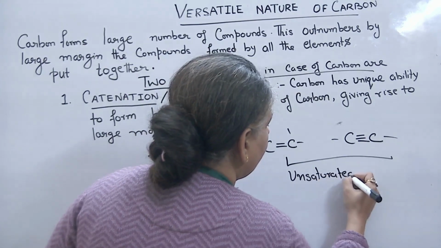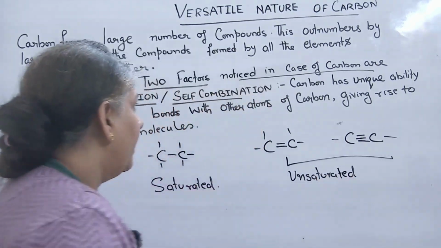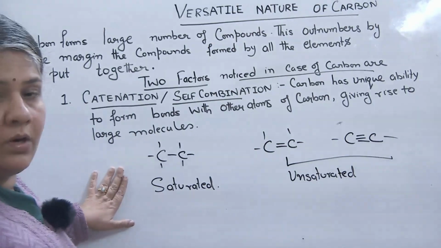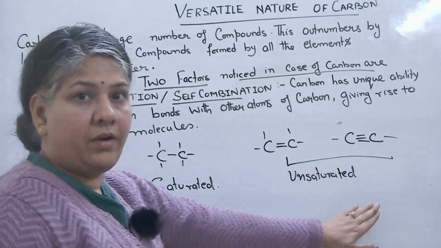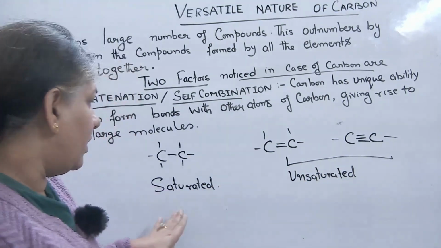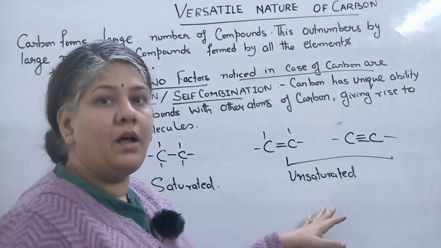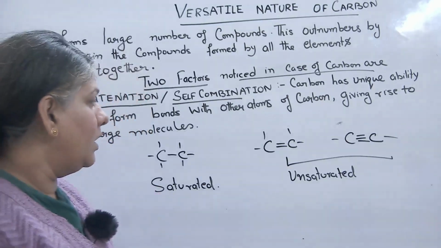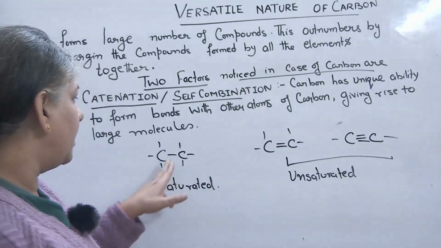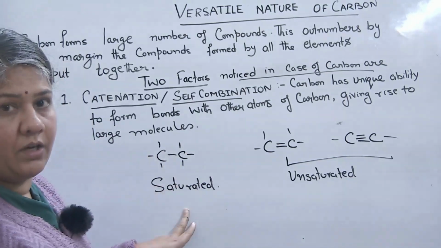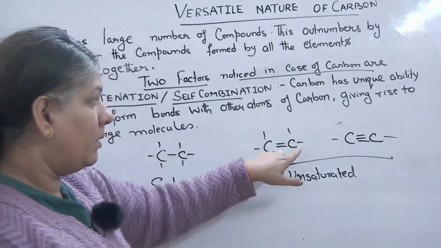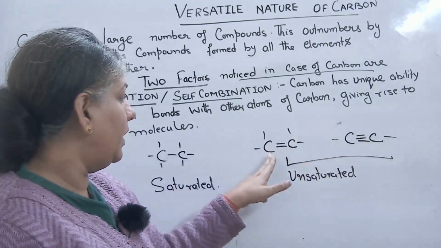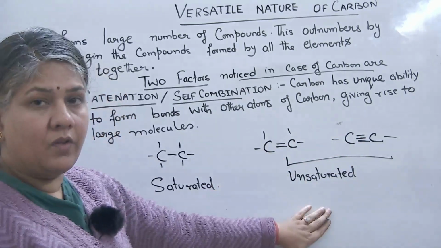So carbon can form a single bond, double bond and triple bond. This is also the definition of saturated and unsaturated compounds. In a compound, if you see just single bonds, it is saturated. If you get a double bond or a triple bond between the carbon atoms, then it is unsaturated.